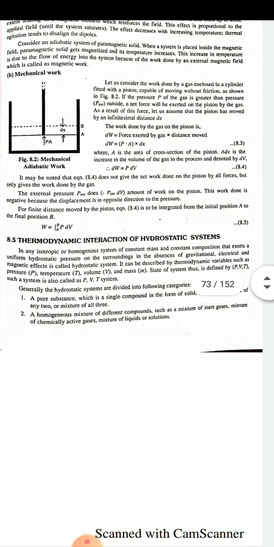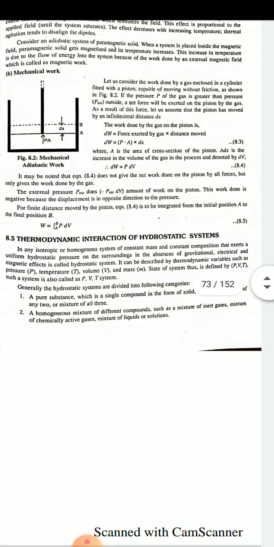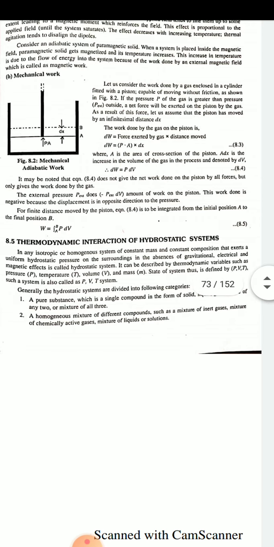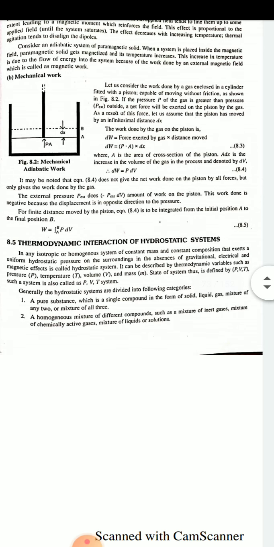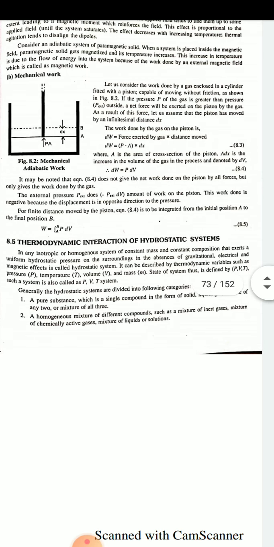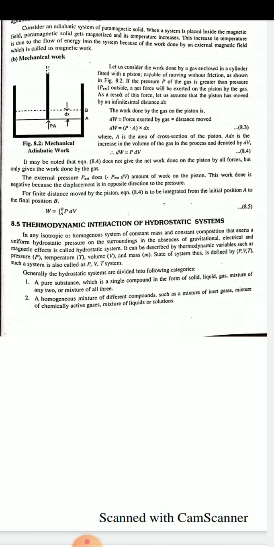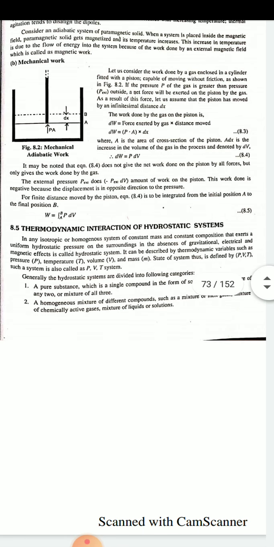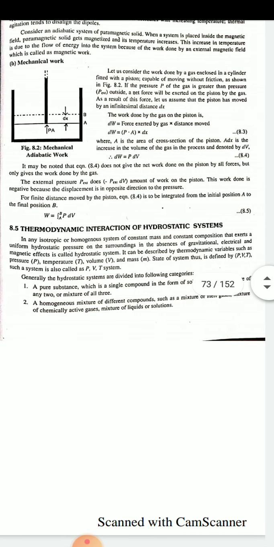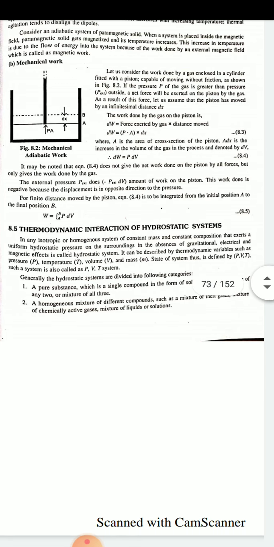Therefore dW is equal to P dV, and when you integrate, you will get W is equal to the integral from A to B of P dV, which is called the mechanical work. This work done is negative because the displacement is in the opposite direction to the pressure. For the infinite distance moved by the piston, it is integrated from the initial position A to the final position B.